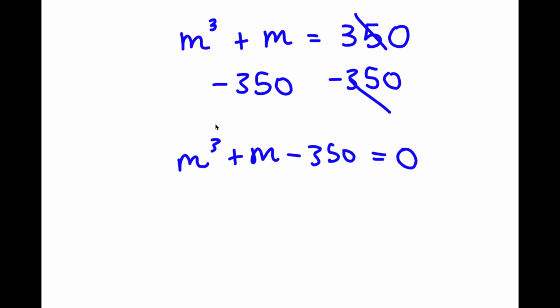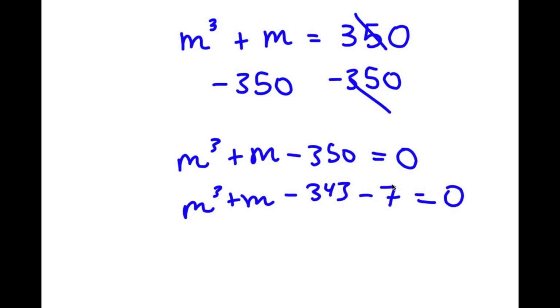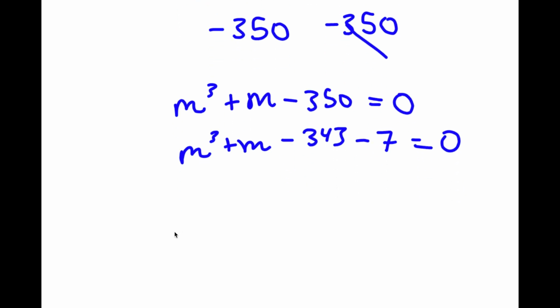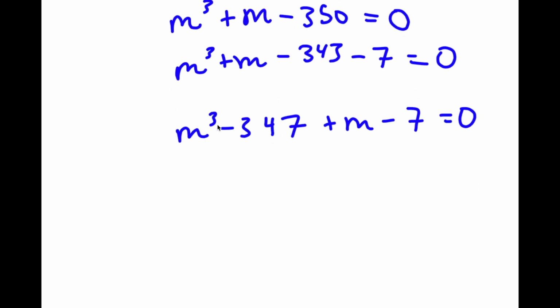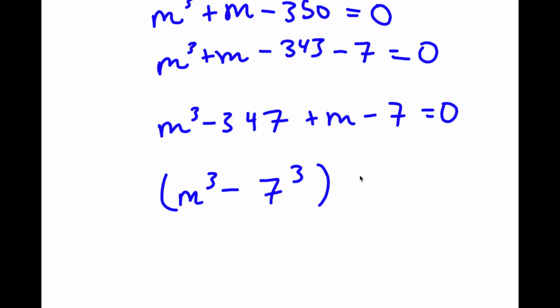Now, m to the power of 3 plus m minus 350, well, I can rewrite 350 here as negative 343 minus 7. So now I have m to the power of 3 minus 343 plus m minus 7 is equal to 0. Well, m to the power of 3 minus 343, this is the same thing as m to the power of 3 minus 7 to the power of 3. And I have this plus m minus 7.